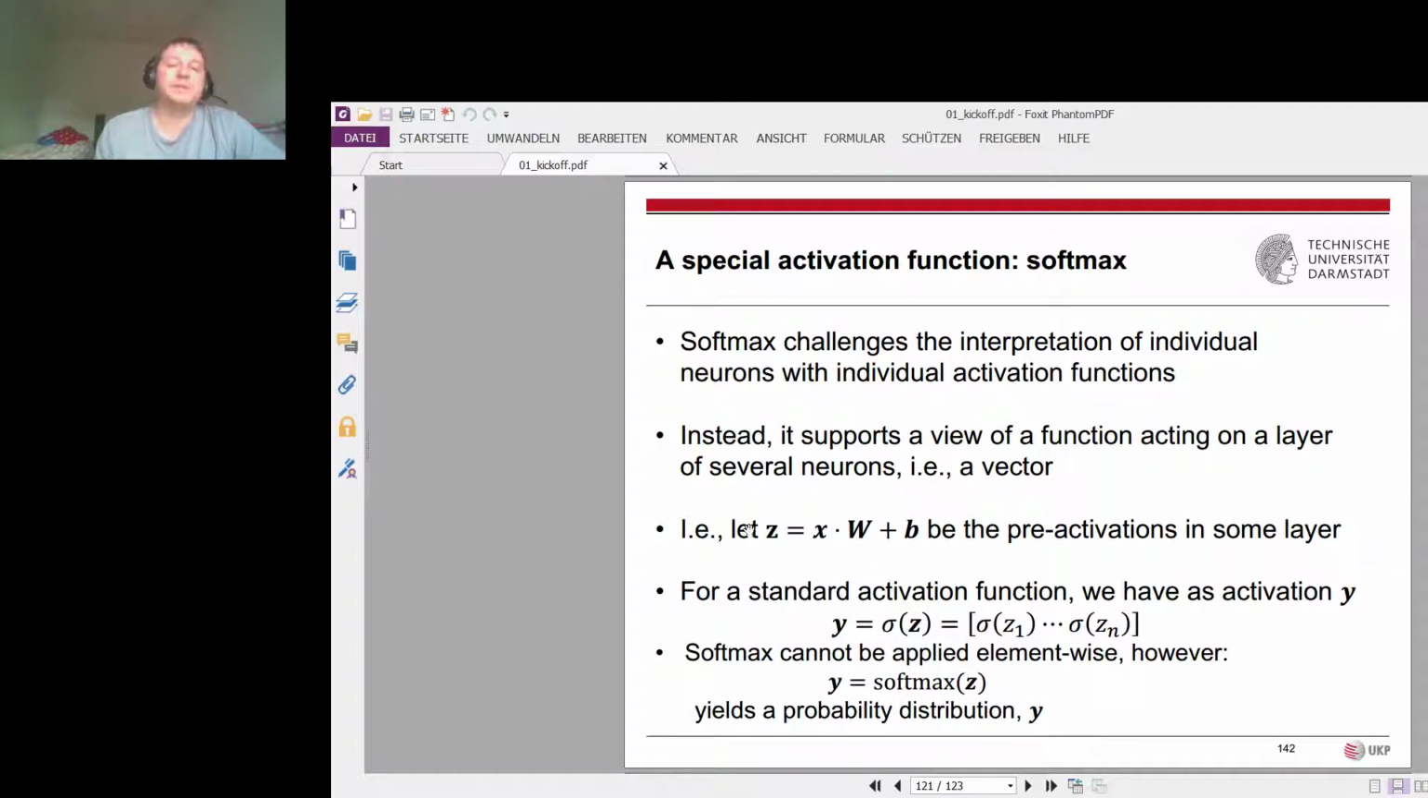And to make that mathematically rigorous, let z be the pre-activation in some layer. For a standard activation function, we apply our nonlinearity, such as leaky ReLU or sigmoid, independently on all the pre-activations, while for softmax, it is not independent. Each individual activation depends on all the other activations. Just take the case of, because it has to be a probability distribution, the higher one activation is, the lower all the others must be, right? So it's really a global activation function.